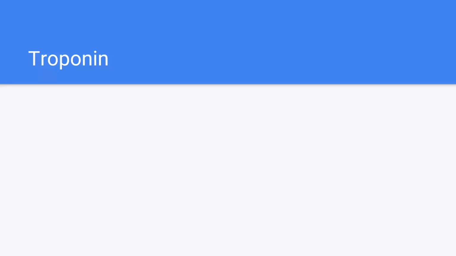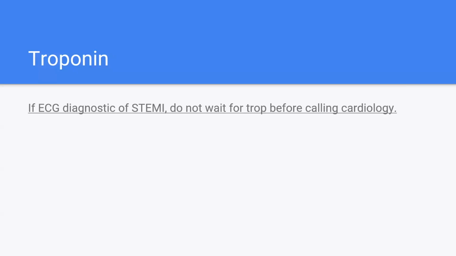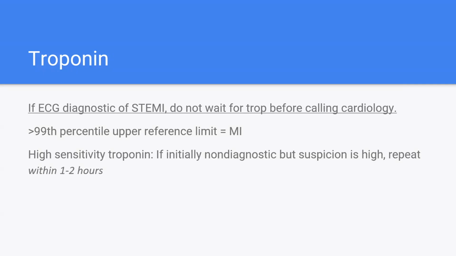The troponin, I'll say you get it, but if the ECG is diagnostic, you're not waiting. You call cardiology right away. They'll do that code STEMI. For a troponin to be positive, it needs to be greater than the 99th percentile upper reference limit. For our institution, with high sensitivity troponin, if it's initially non-diagnostic, that test is so good that if you test it again within an hour or two and it's still negative, that has a very, very good sensitivity. If you have two within 2 hours that are negative, it's not ischemia from all studies we have. Very, very unlikely.